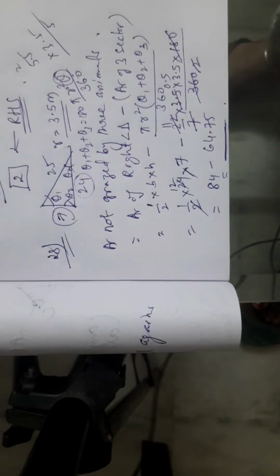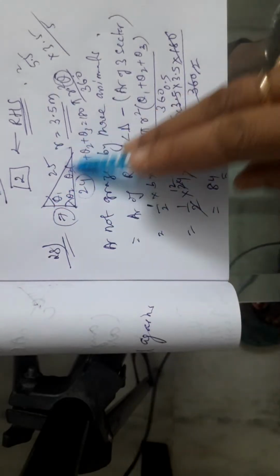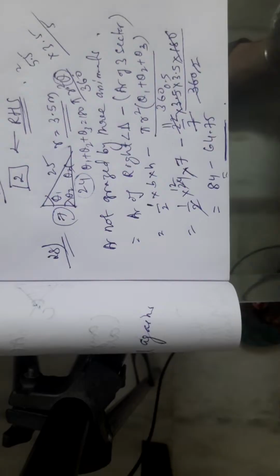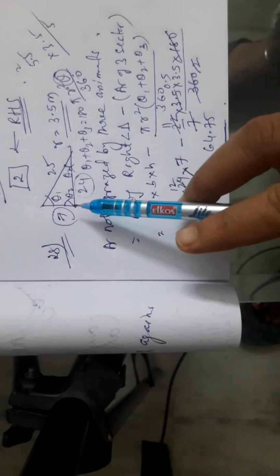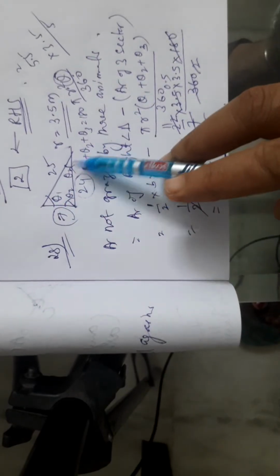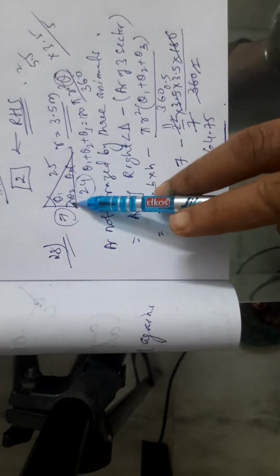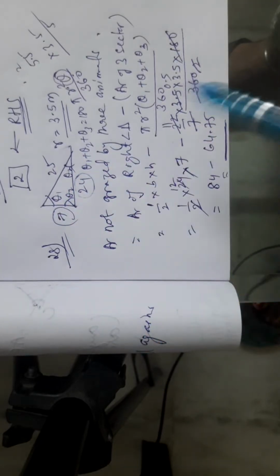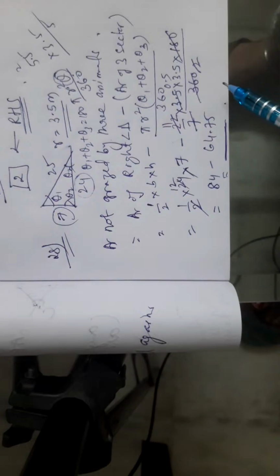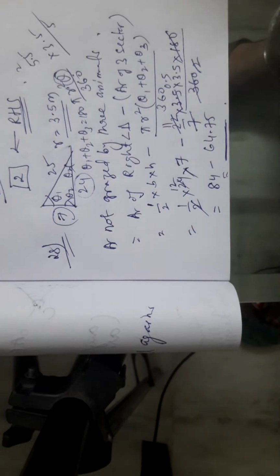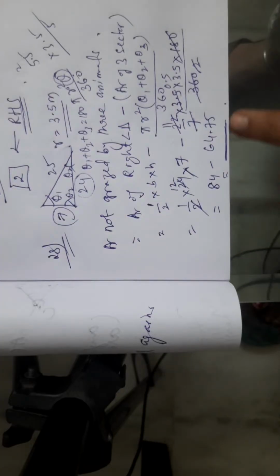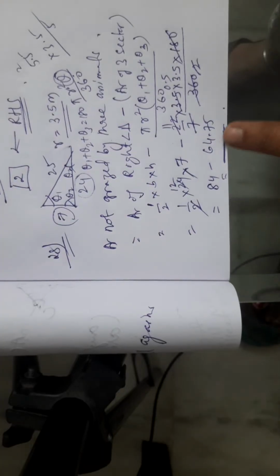So how did we do this? First we calculated the area of the right angle triangle. Its formula is half into base into height. For the grazing part of the three animals, I calculated directly, where these three make sectors, so the formula is the area of a sector. After subtraction you will get the answer: 84 minus 64.75.